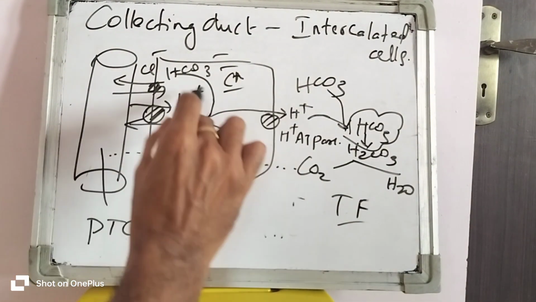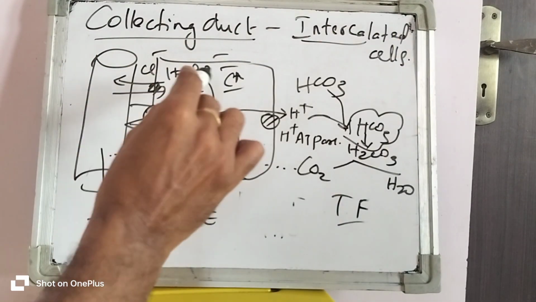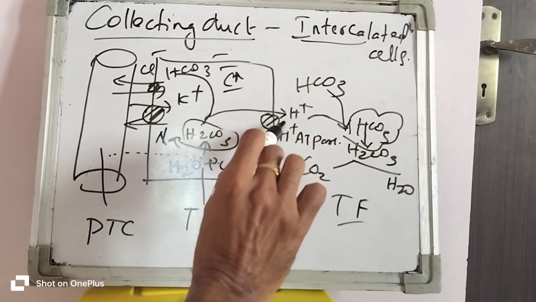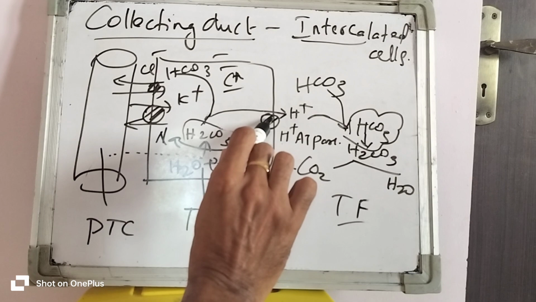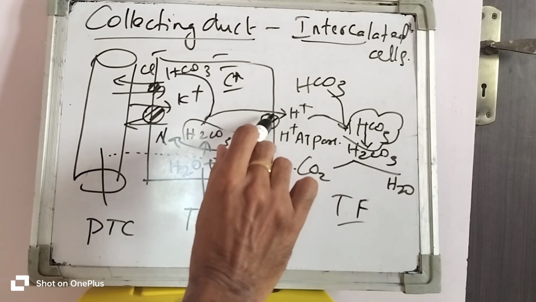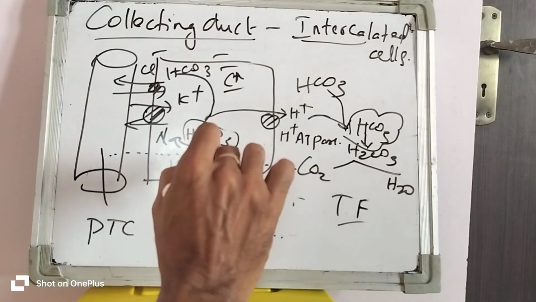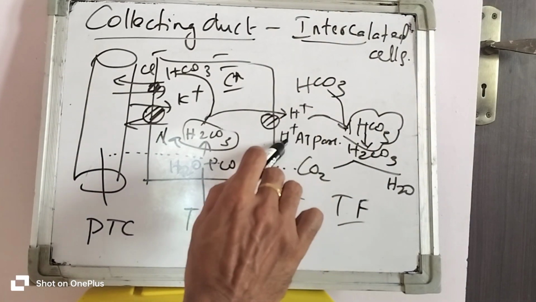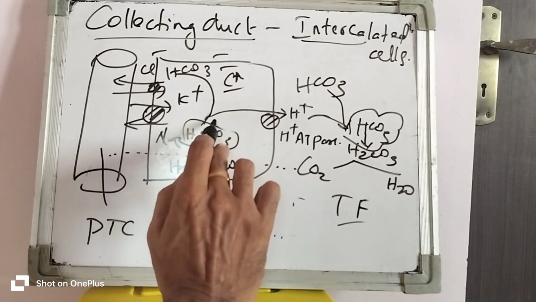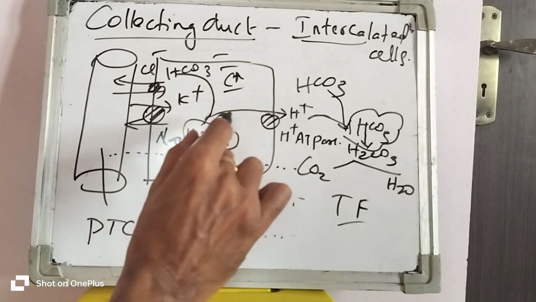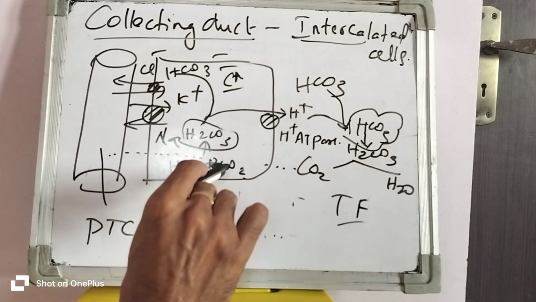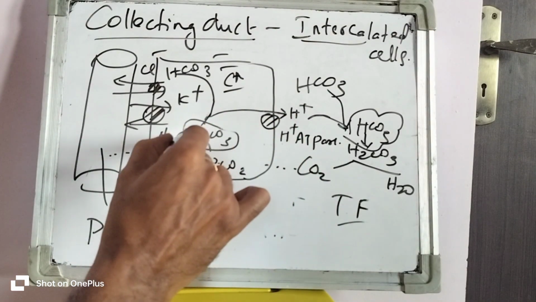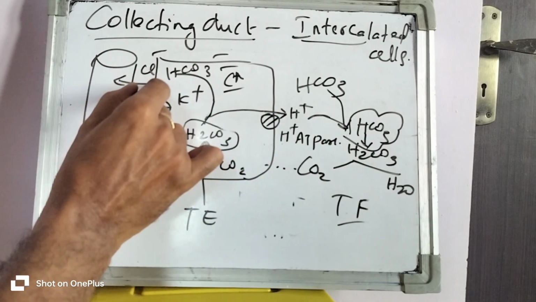In the collecting duct, it is the same picture, except for the presence of a pump, that is the H plus ATPase pump. Here there is no secondary active transport as we saw in the other parts of the nephron. In the collecting duct, there is a cell called the intercalated cell or I cell, and it contains the H plus ATPase pump. It is a primary active transport, and this pumps out H plus ion. This H plus ion comes from the same carbonic acid, from H2O and CO2, and the H2CO3 dissociates to H plus and bicarbonate, which is exchanged for chloride.